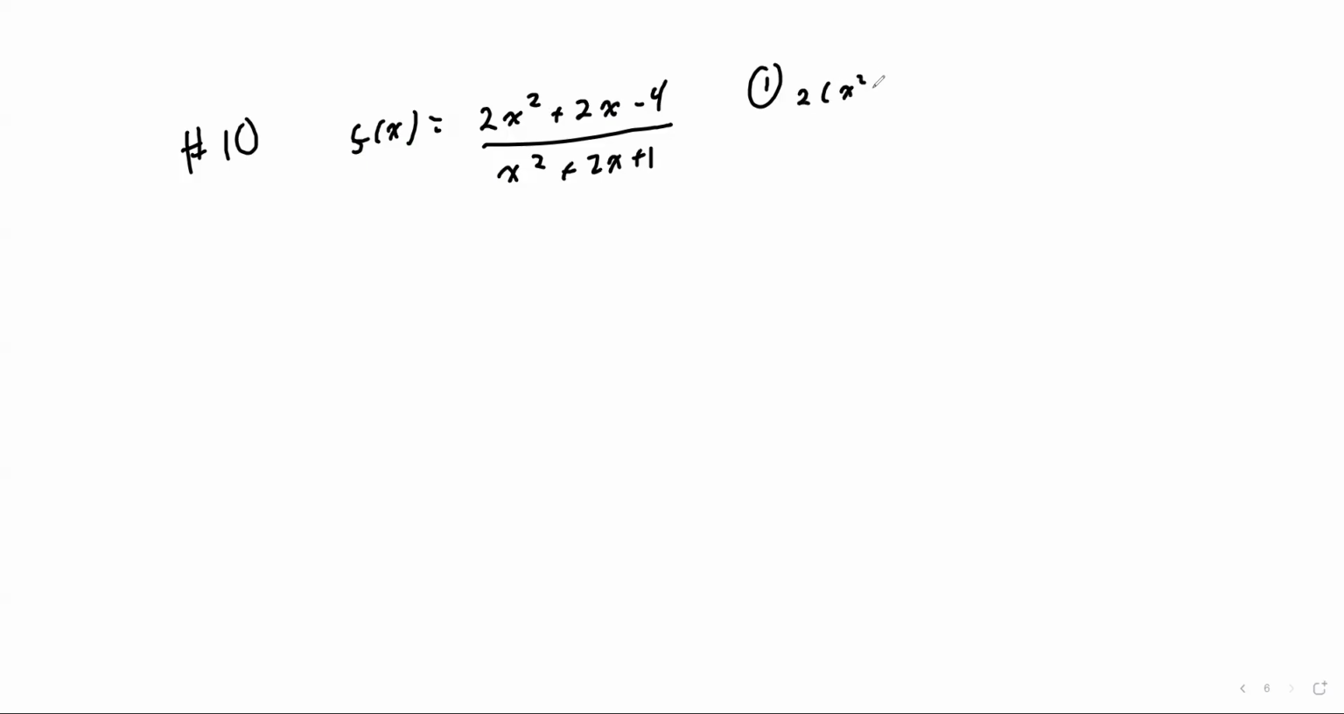Next one is, let's look at number 10. F of x equals 2x squared plus 2x minus 4 over x squared plus 2x plus 1. All right, so again, first step, I'm going to factor this. Hopefully you see that they all have a 2 in common. So this is a 2 and then an x squared plus x minus 2. And then this is x squared plus 2x plus 1. So I'll factor it now.